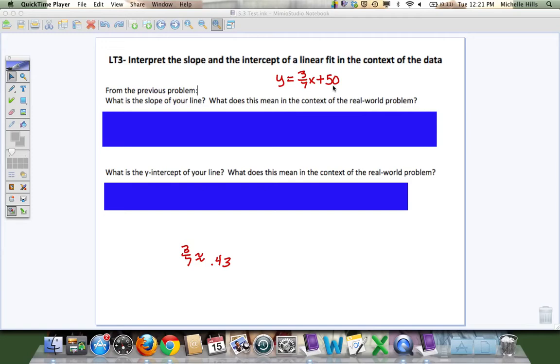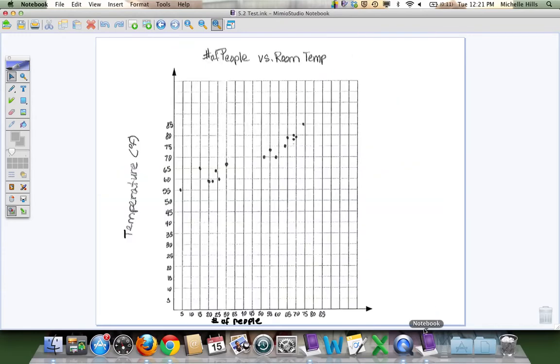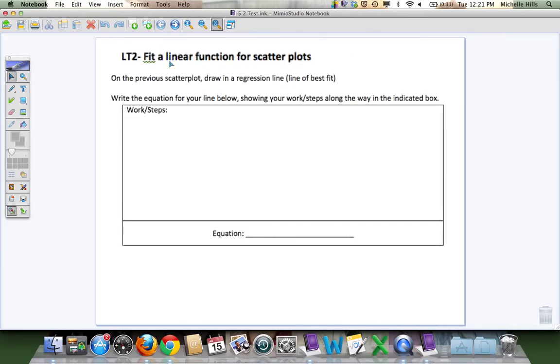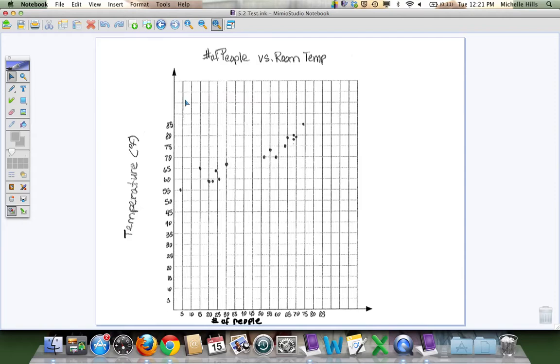Because when I wrote my equation from 5.2, and I'm going to go back to that briefly, I did all my calculations and I found the equation of my line of fit that I had drawn through this data was y equals 3/7 x plus 50. And I actually calculated all of that to get there. If you need to see that work, please watch the 5.2 video.